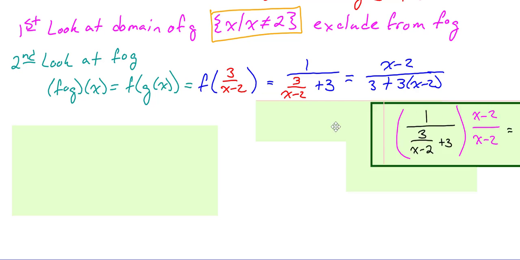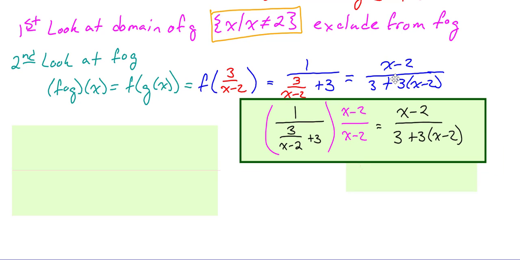And for those of you that are not sure how we got to this point, all I did is I multiplied the top and the bottom by x minus 2, because anything divided by itself is 1, so we're not changing it, we're just proportionally making it the same. So 1 times x minus 2 is x minus 2. 3 over x minus 2 plus 3 is going to be multiplied by x minus 2, so you need to make sure and remember to distribute that.